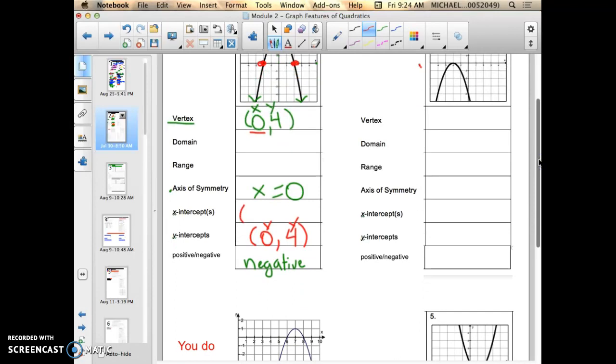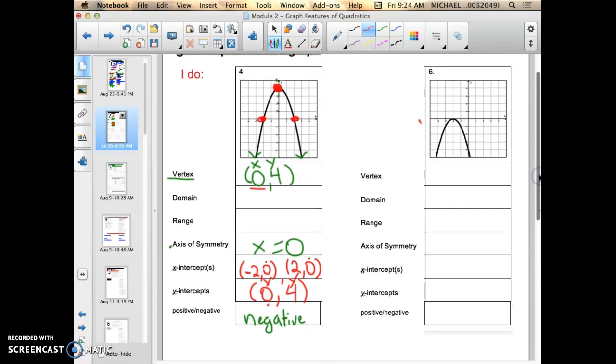The first one is -2, comma 0, and the second one is 2, comma 0. And if you notice, the y-intercept, the x value was 0, and in the x-intercept, the y value is 0. So far so good. Let's talk about the domain.